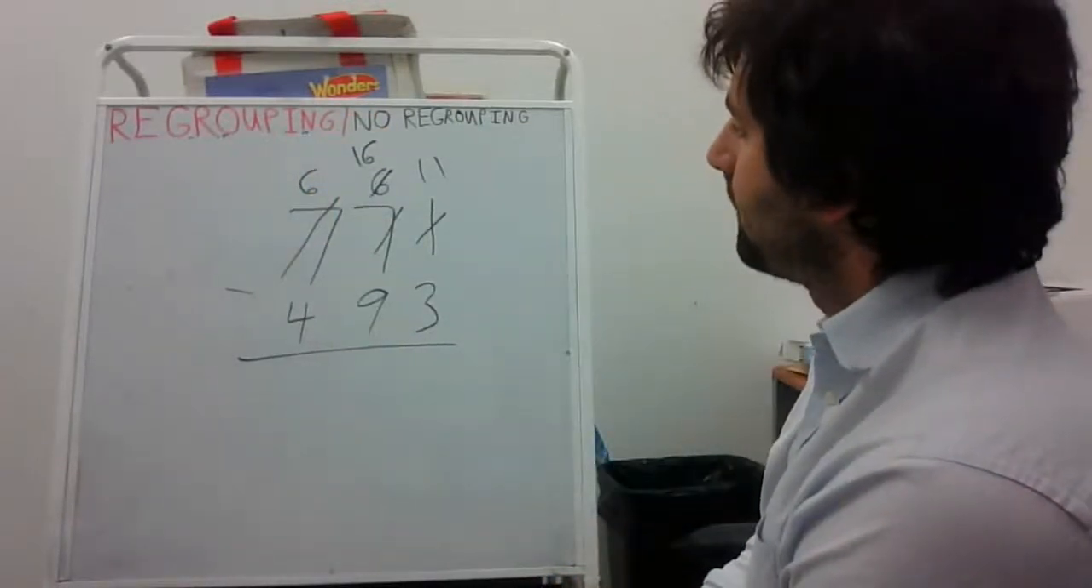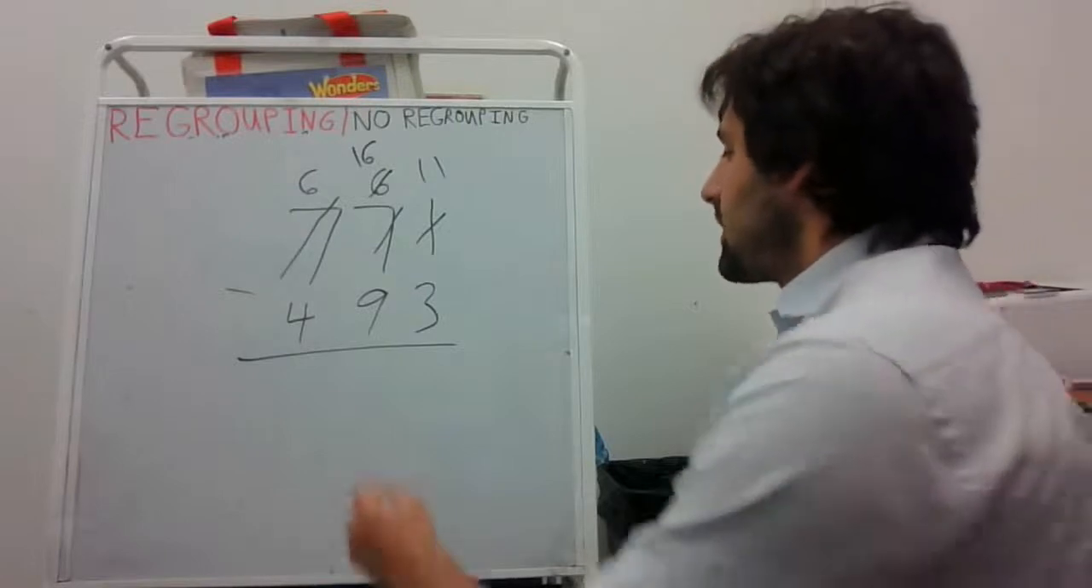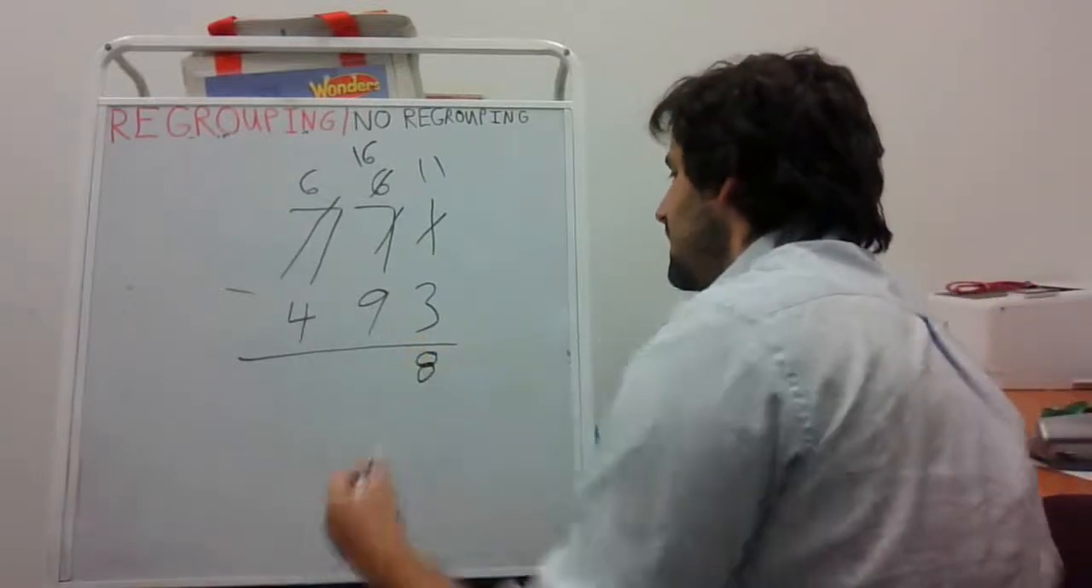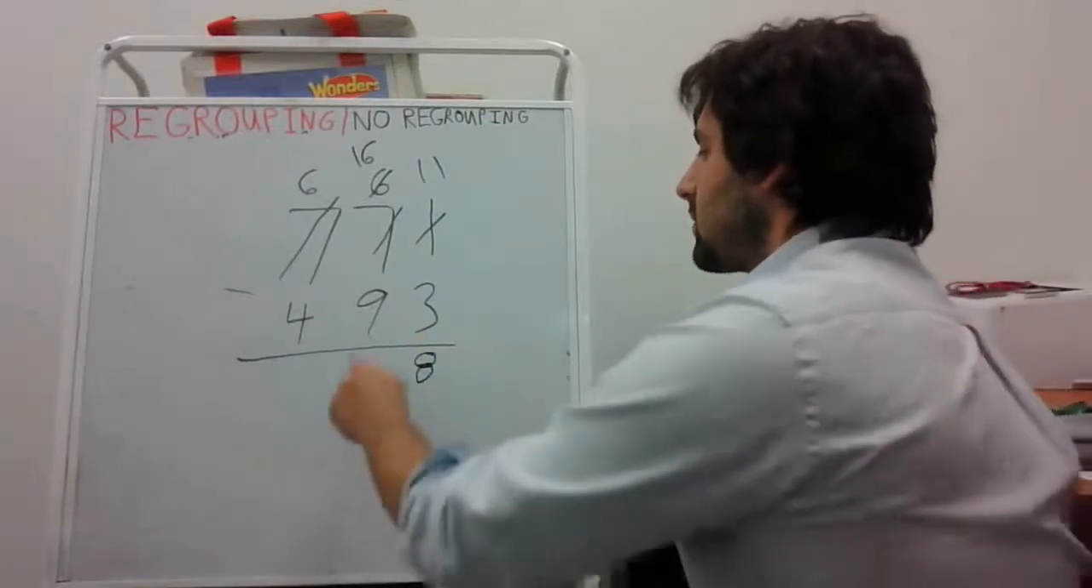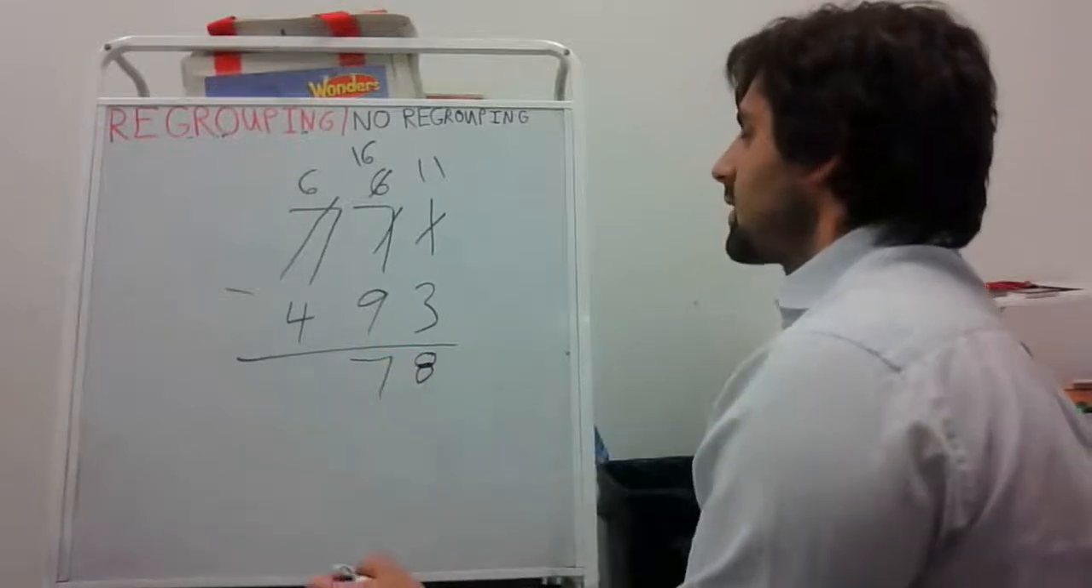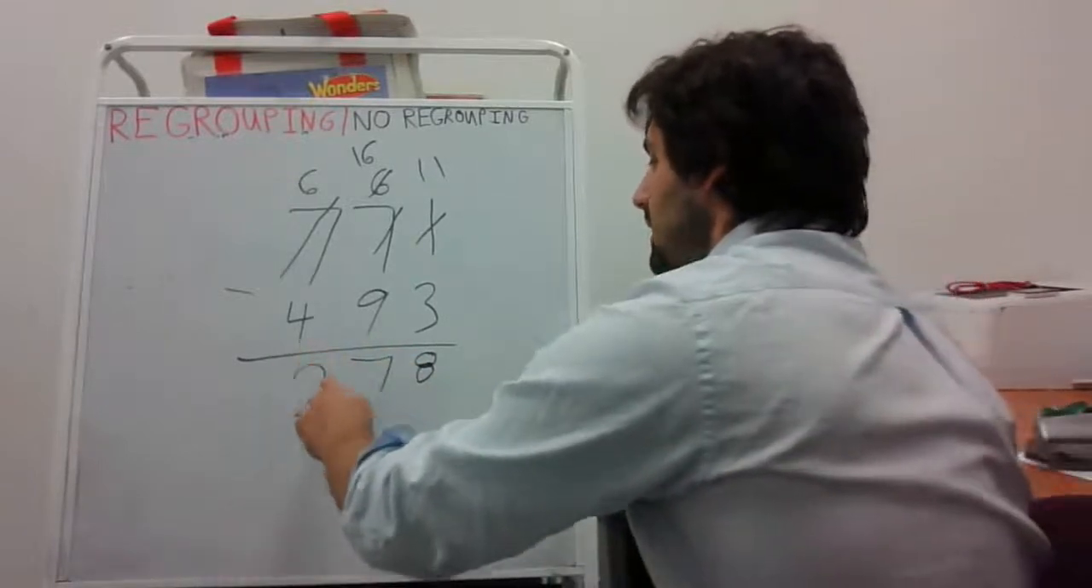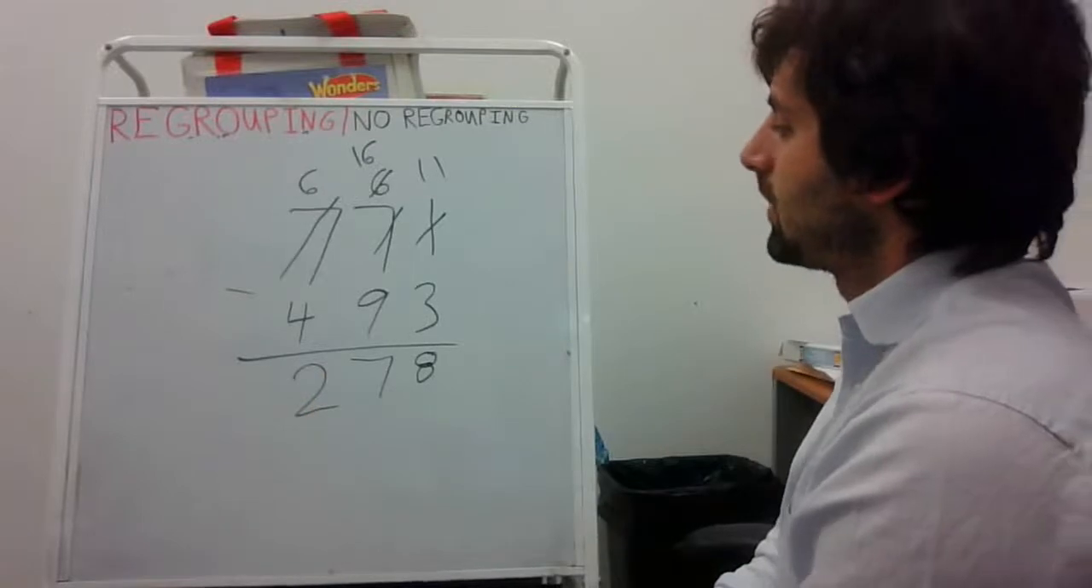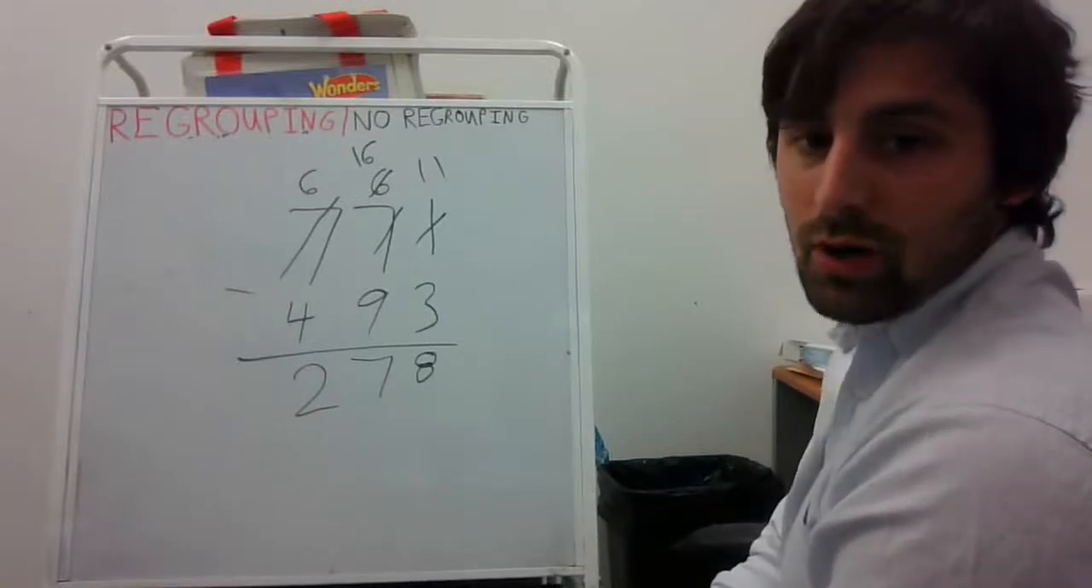All right. So 11 minus 3 equals 8. 16 minus 9 equals 7. 6 minus 4 equals 2. And our answer is 278.